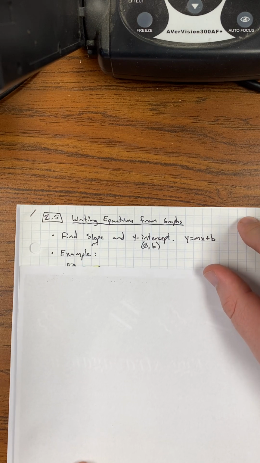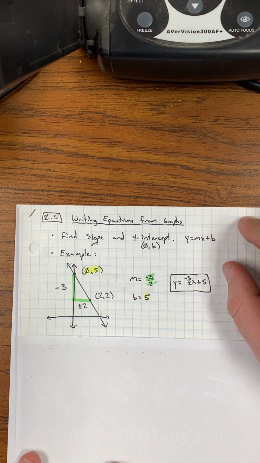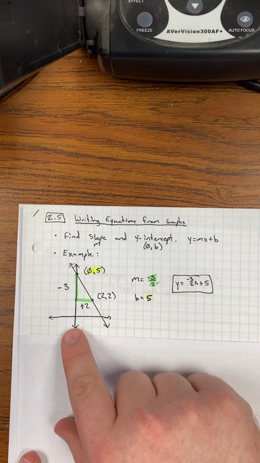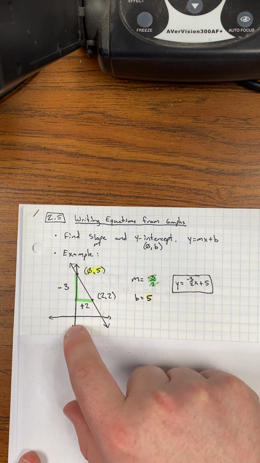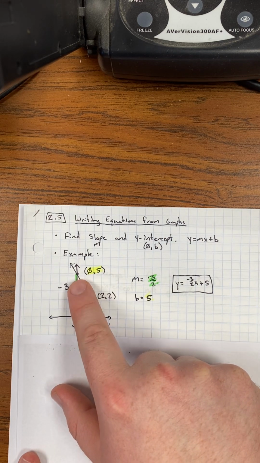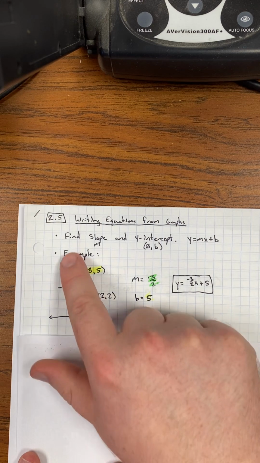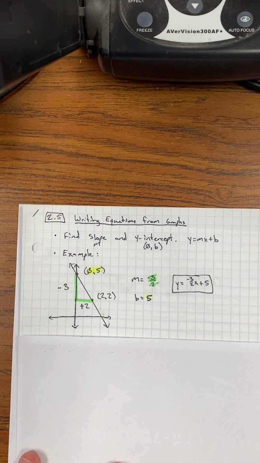So let's do an example. Let's take this graph, for example. So we're going to start by drawing this graph. If you draw a graph nice and tall, you can draw a point at 0, 5 and a point at 2, 2, okay? So you have those points, go ahead and draw this line through them. Make sure this example is nice and neat, easy to tell what's going on.